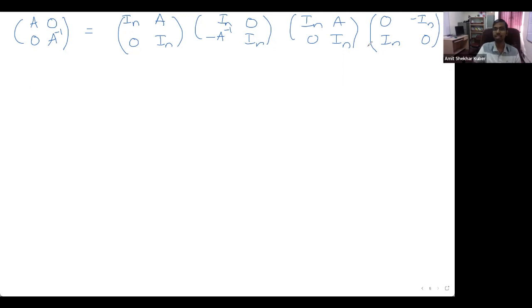Now notice something on the right hand side. This is an upper triangular matrix, this is an upper triangular matrix, lower triangular matrix. And this matrix we have already shown lies in ER. So therefore the product of all of them lies in ER. So this particular matrix lies in ER. A very beautiful observation which makes everything work.